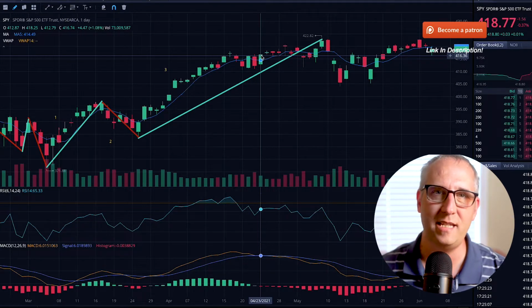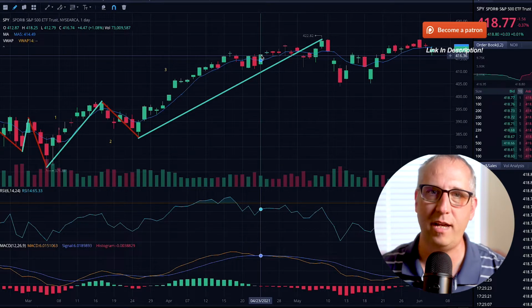In my opinion, this is better than watching for 3 green bars for a chance to buy in or 3 red bars as a chance to buy out.